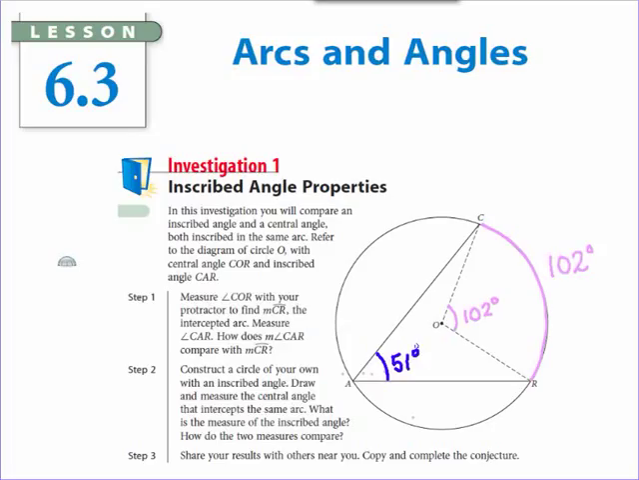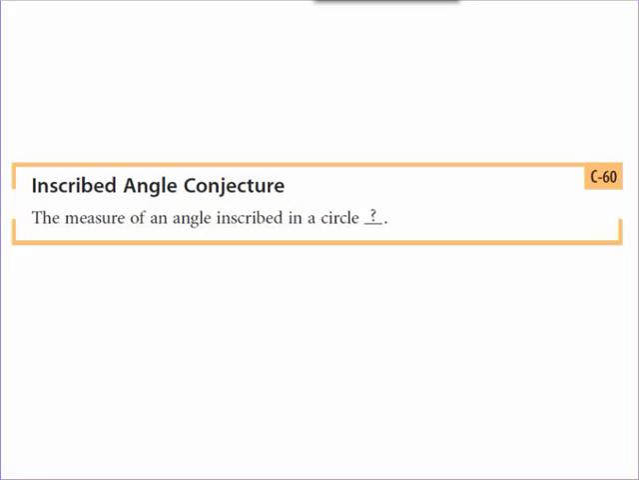I want you to compare the blue angle with the purple arc. What do you notice? It's half. So this blue angle is half the measure of the intercepted arc, and that leads us to our first conjecture today. The measure of an angle inscribed in a circle is 1/2 the measure of the intercepted arc. So it's half of that given measure. I'll let you get that down, and then we'll look at our second thing today.